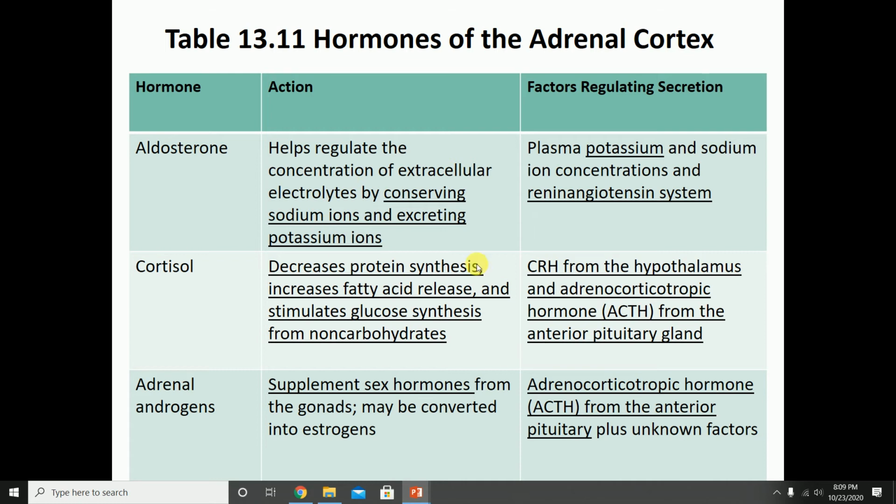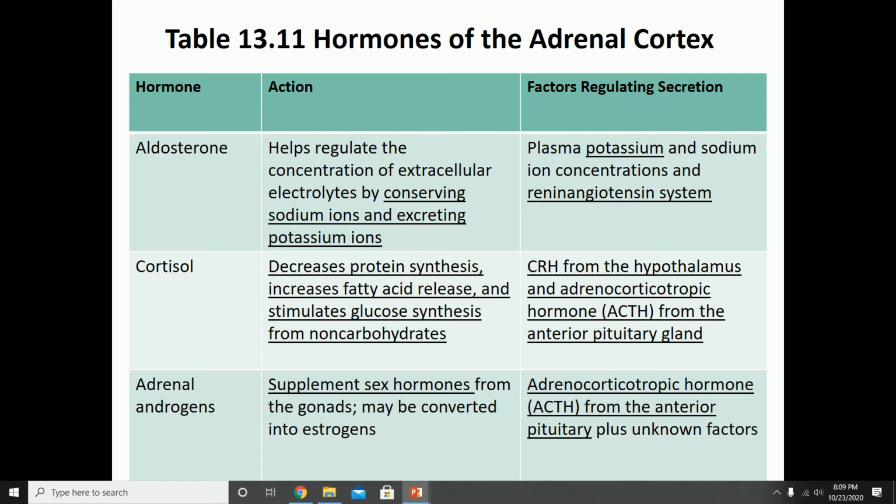Now for the actions and the factors regulating the secretion of the hormones of the adrenal cortex. First one, aldosterone. The factors that regulate its secretion are the potassium and sodium levels, and it's also regulated by the Renin-Angiotensin System, which we'll talk about later on. The action of aldosterone is that it conserves your sodium ions and excretes potassium ions in urine.